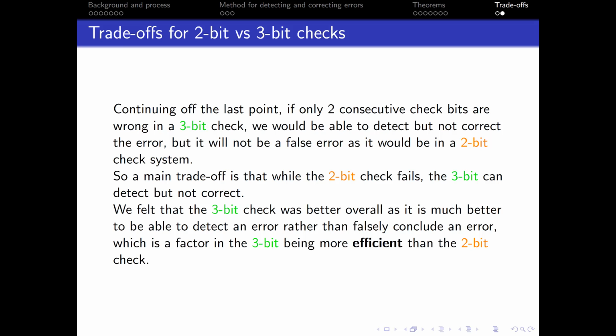So we consider the 3-bit to be more efficient than the 2-bit parity check because it uses the same number of additional bits in the transmission, but it can detect these errors which the 2-bit cannot.